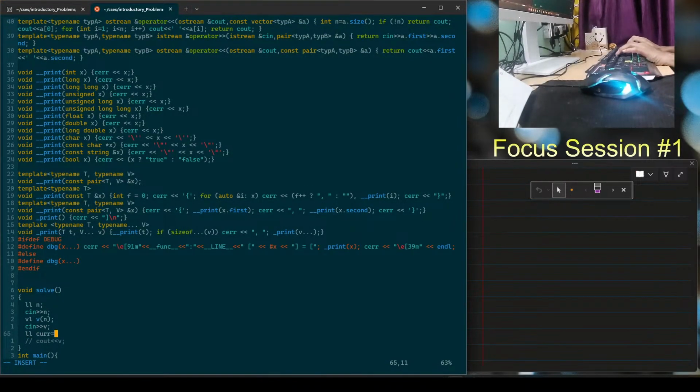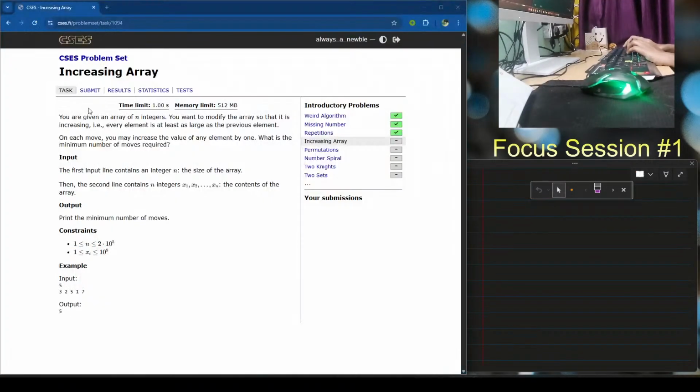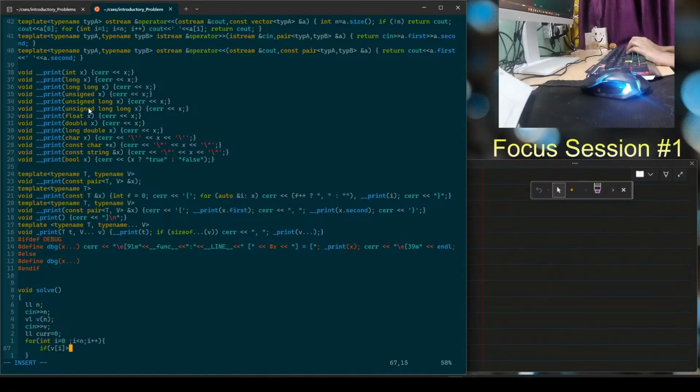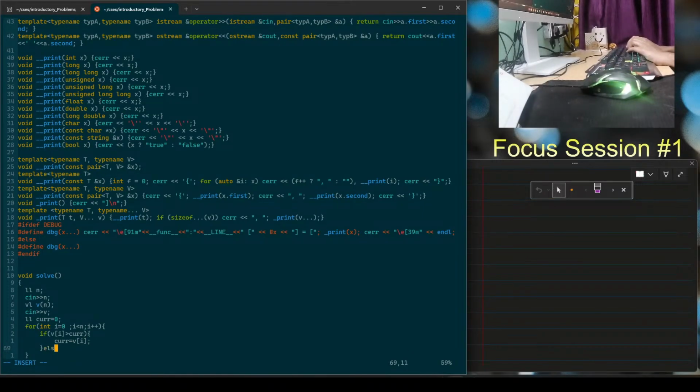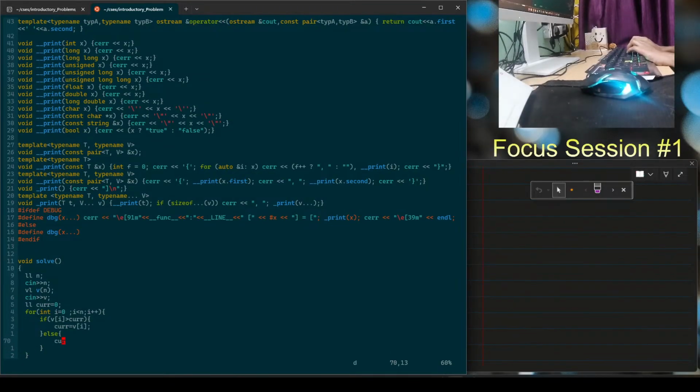So current will be 0. I will check if my current element is greater than the previous, then it's perfectly fine. Current will become b of i. Else the, wait. Okay, I'm making a mistake in here. I guess I need to count the operations also.